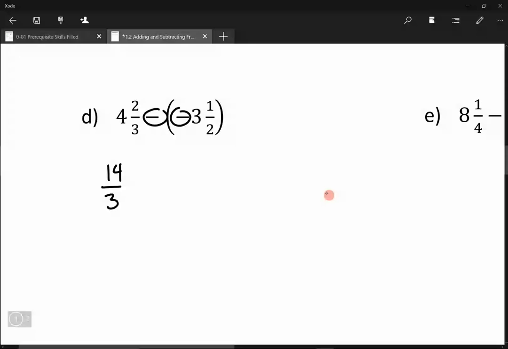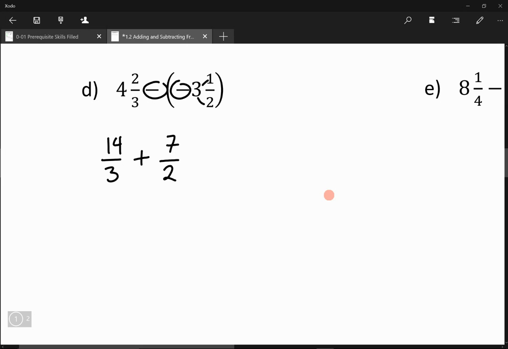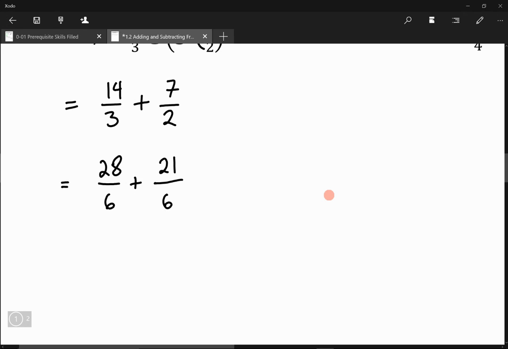The double negatives become a positive, so plus. And 3 times 2 is 6, plus 1 is 7 over 2. The common denominator here is going to be 6. So I'm going to write this as basically double the numbers here, so 28 over 6 plus, so 2 times 3 is 6, and 7 times 3 is 21, 21 over 6. And then if I add the two numerators, I get 49 over 6.